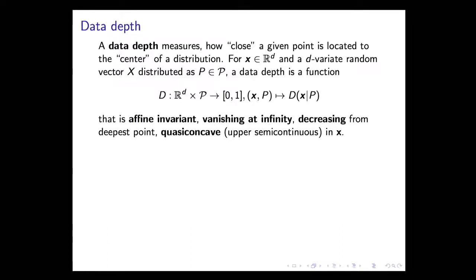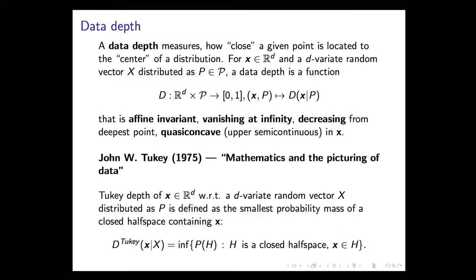To give an example of how it may work, this is the historically first notion of data depth, defined by John Tukey. You try to cut off the smallest probability of your data by a half space, keeping the point for which you calculate the data depth in this half space. If we speak about a sample, the probability is just the portion of points of your sample, right?